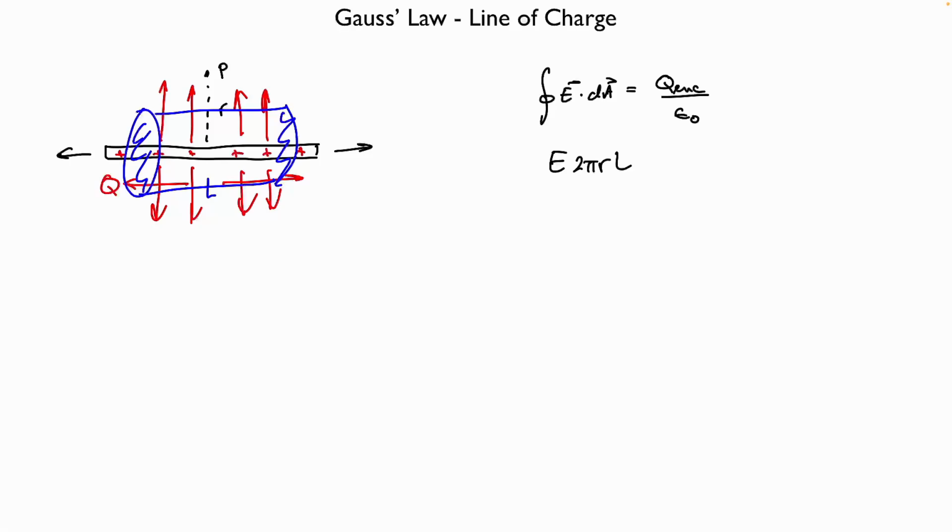Okay. Oh dear. So Q has been spread out on this rod. And I don't have the whole rod inside of my Gaussian surface. I just have a portion of the rod inside my Gaussian surface. How do I figure out how much charge is inside there?